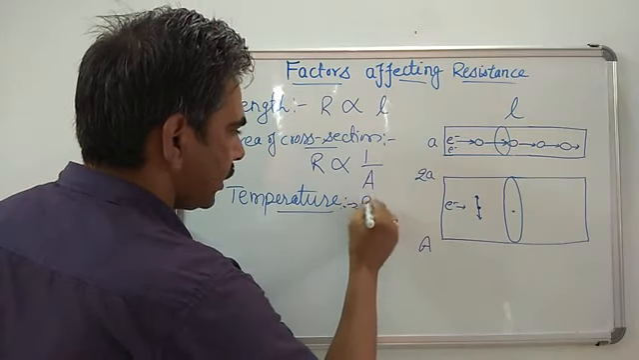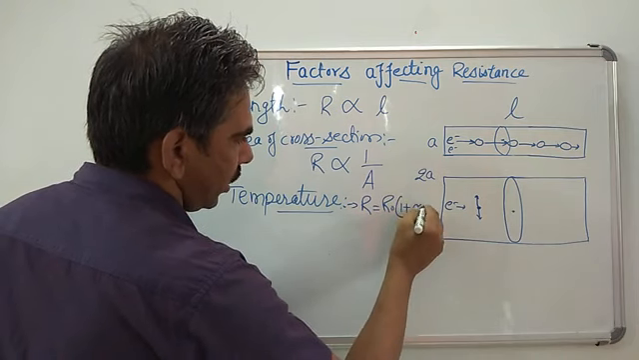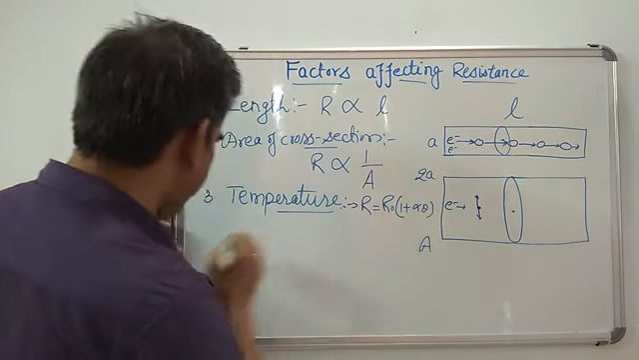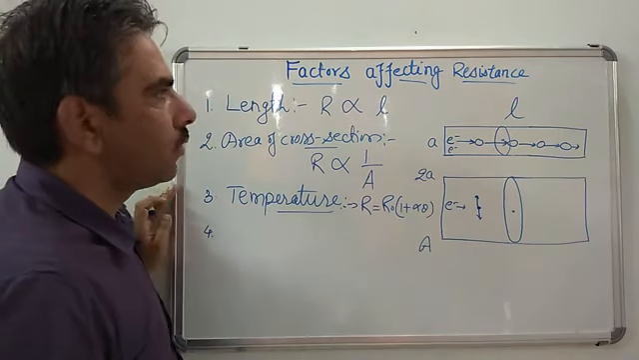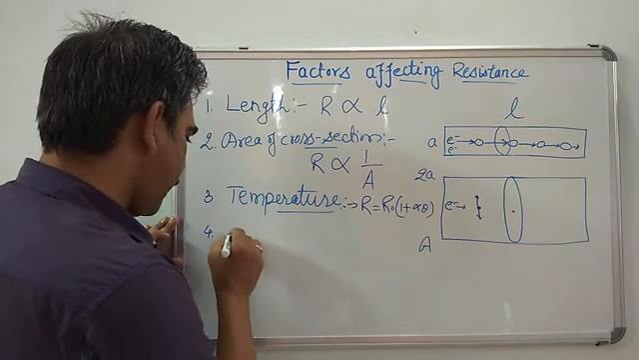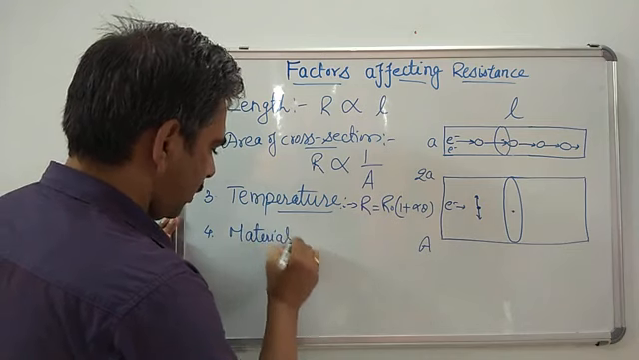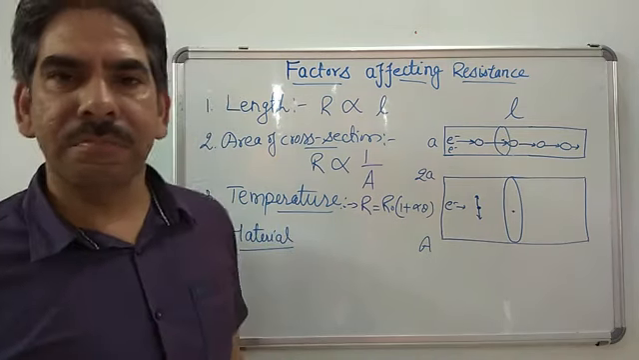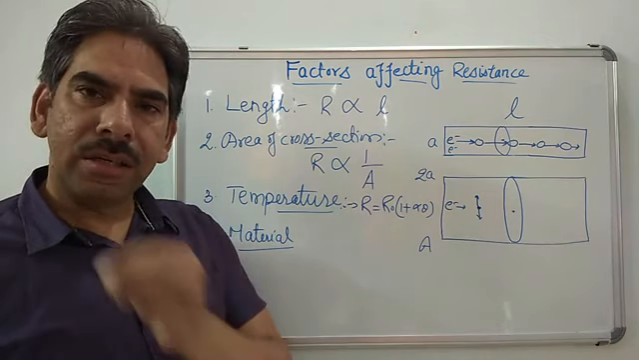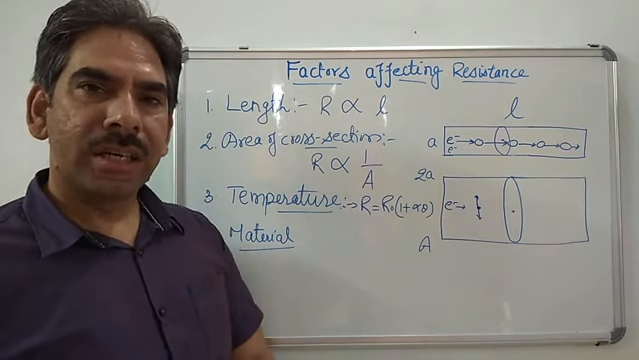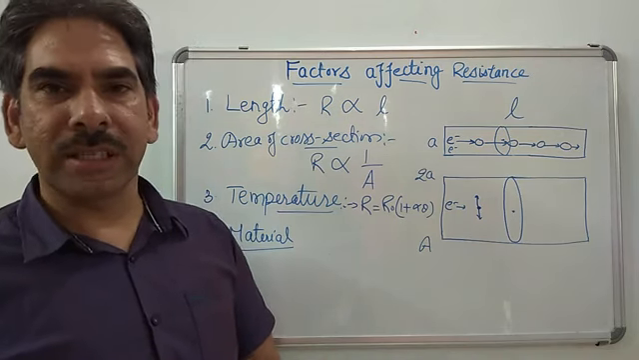So from here we understand that R equals R naught into 1 plus alpha theta. You can put this equation in different forms. And the last factor which affects the resistance of a conductor is the material or substance of which the conductor is made. Whether the given conductor is of copper or steel or iron or silver, right, its resistance will change accordingly, because all these materials have different values of resistance.